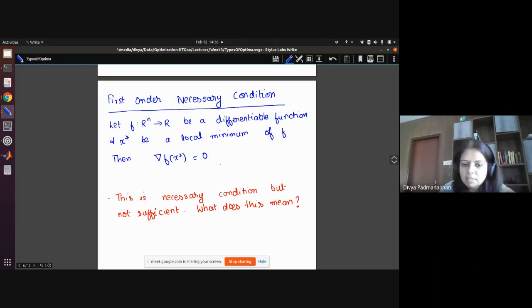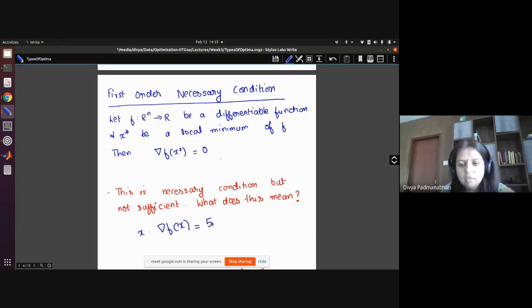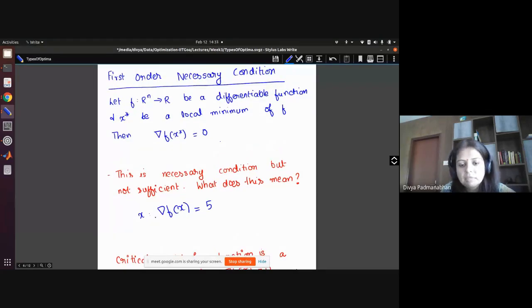But at the same time, if you have a point x such that the gradient of f of x star, the gradient of f of x, suppose you got this as something like say 5. Then definitely you can rule out that this is an optimum. So that's what it means by a necessary condition, but it's not sufficient.